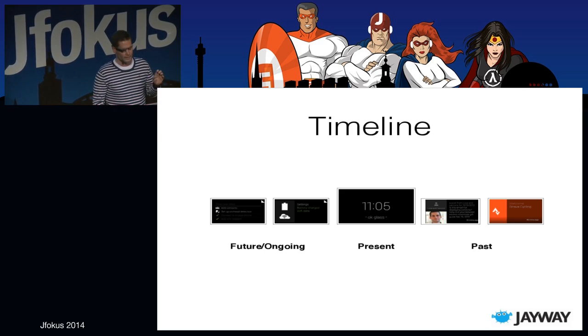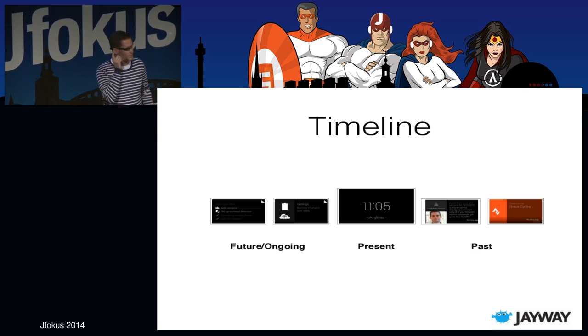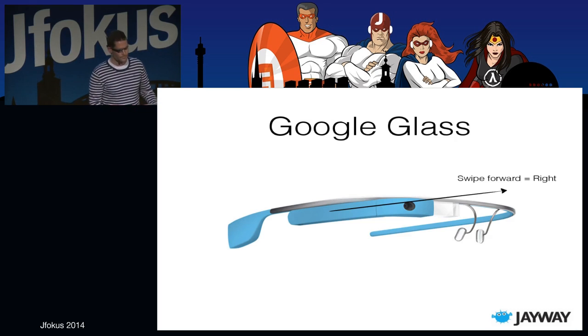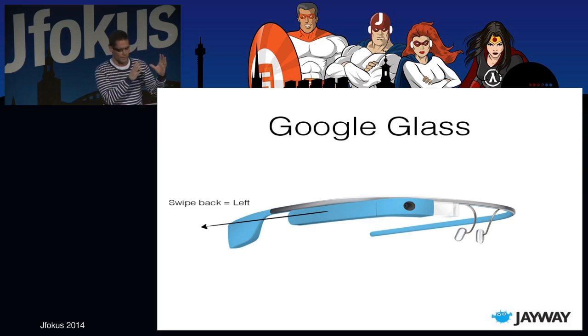On the timeline, you can find the settings or an email. If you want to know more, you can do a single tap, and by doing that, you will either enter the sub-menu or open up the email or the conversation or the picture. Swiping forward means going right into the future on the timeline. It's cards that you swipe that move away. Swiping back means going to the left.